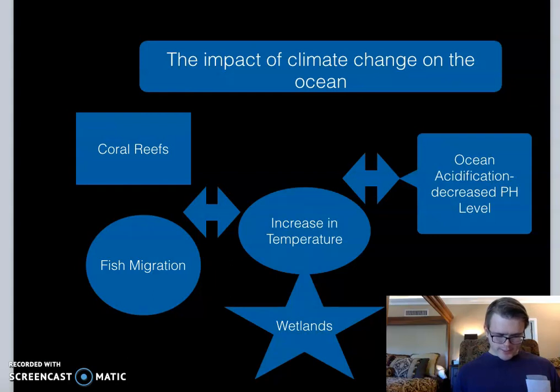Another example is the wetlands. Rising temperatures in the waters are flooding the wetlands. Finally, the water in the ocean is becoming more acidic due to a decrease in the pH level, which is currently at an average of about 8.1. Higher acidity in the ocean is damaging to many of the species.